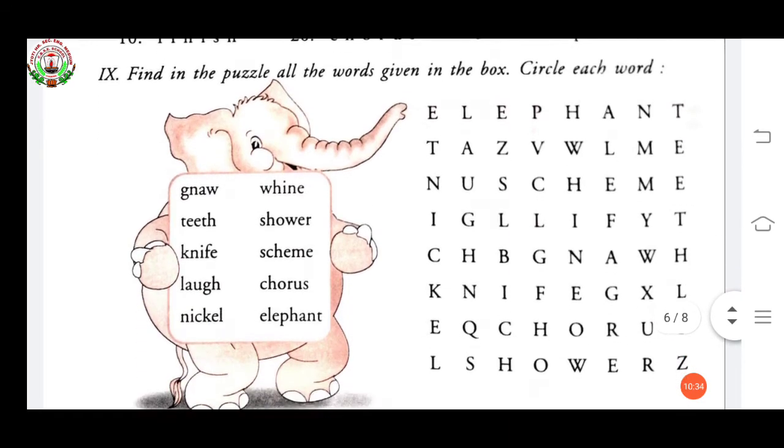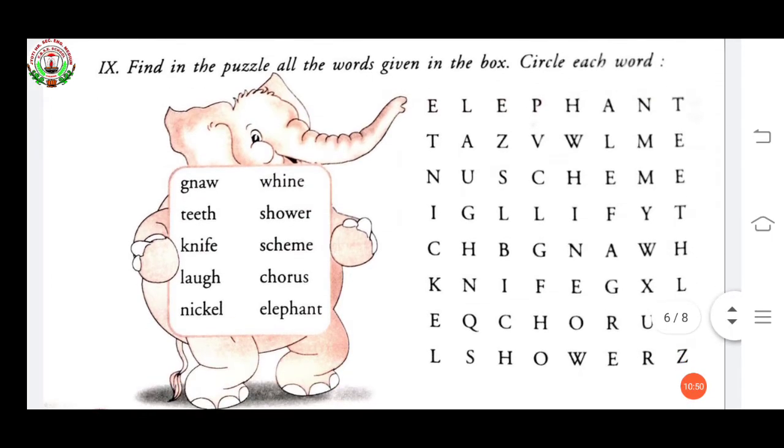Now see the next exercise. Find in the puzzle all the words given in the box. Circle each word. Very simple. Words are given. You have to find the words in this puzzle. So this is also your homework. Okay. This is your homework. Now move on.